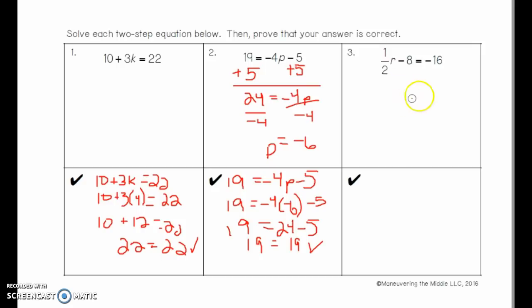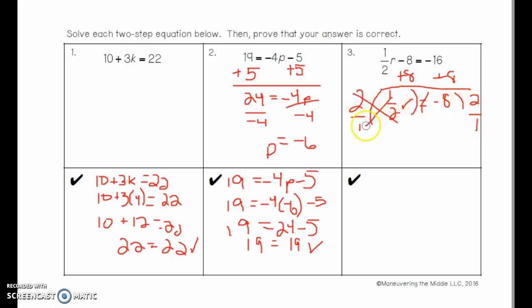Okay, very quickly, I'm going to get through number 3. I have to add 8. Add 8 there, add 8 here. The signs are different, so that means I subtract. 16 minus 8 is 8. There were more negatives, so it's a negative. Now I have 1/2 of r. That means I have to do the opposite. I have to really multiply by the reciprocal. So if I multiply by 2 over 1, that should give me a nice number. And then these cancel out, and I have r equals negative 8 times positive 2 is negative 16.